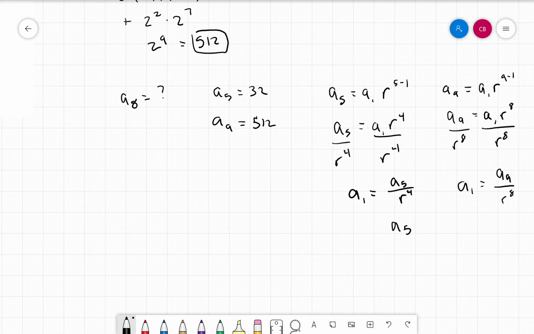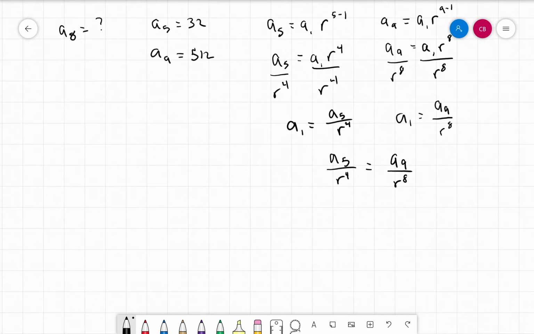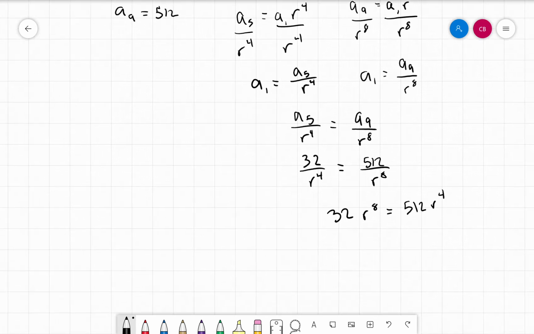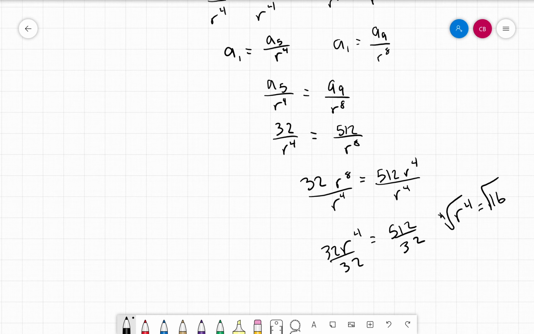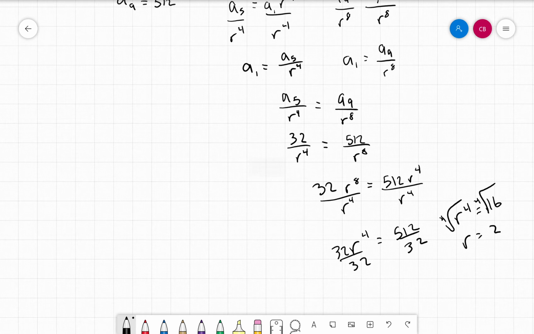Well, that means we have a_5 over r to the 4 is equal to a_9 over r to the 8. Well, we know what a_5 and a_9 equal. We have 32 over r to the 4 is equal to a_9, which is 512, over r to the 8. So cross multiplication says 32 r to the 8 is equal to 512 r to the 4. So we can divide by r to the 4. 32 r to the 4th is equal to 512. Divided by 32, r to the 4 is equal to 16. Fourth root. So r is equal to 2. So we've got a common ratio of 2 in this case.